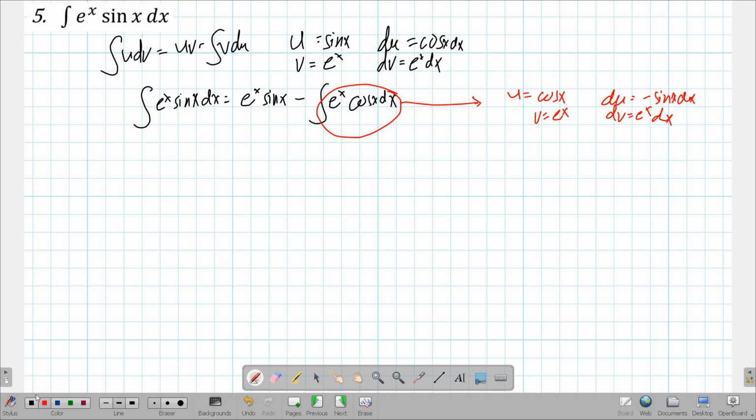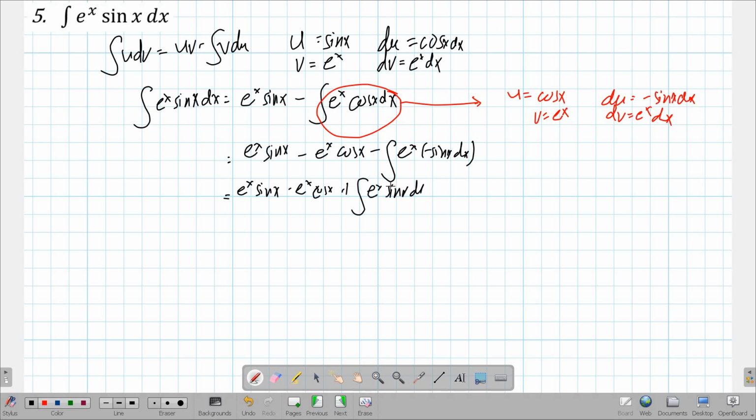Hence, going back to our main solution, this becomes e raised to x sine x minus, combining this, e raised to x cosine x minus the integral of e raised to x times negative sine x dx. So factoring out that negative, I'm going to have e raised to x sine x minus e raised to x cosine x plus the integral of e raised to x sine x dx.